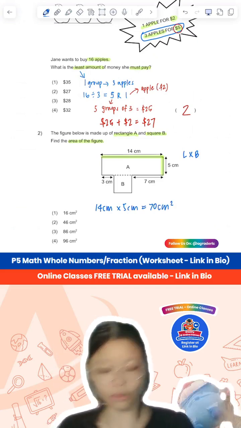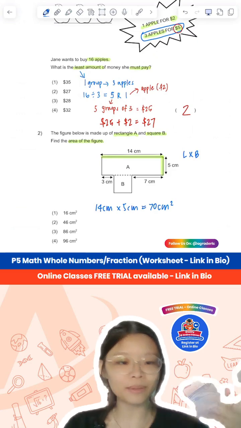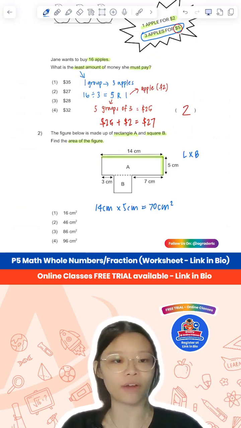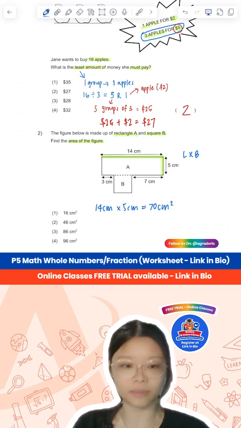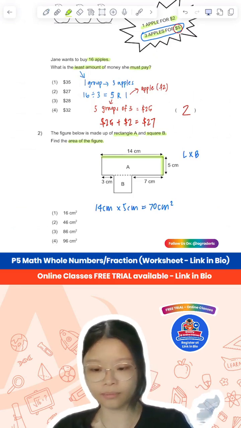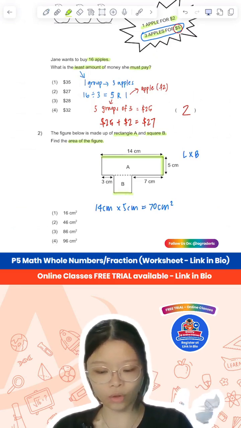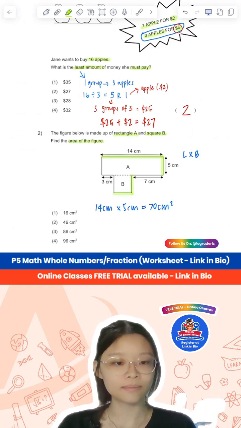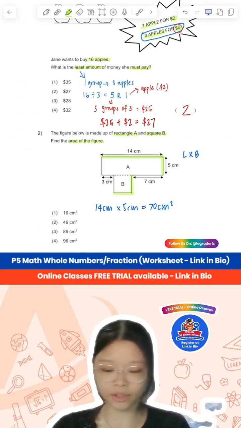Thank you. How do I find B then? 14 times 5. Good. Those who said 14 times 5 is correct. Oh, Molly also tell me L times B. Thank you. Okay, now how do I find the square? The square, I got no number here and no number here. What to do? Jacob says 14 minus 3 minus 7.